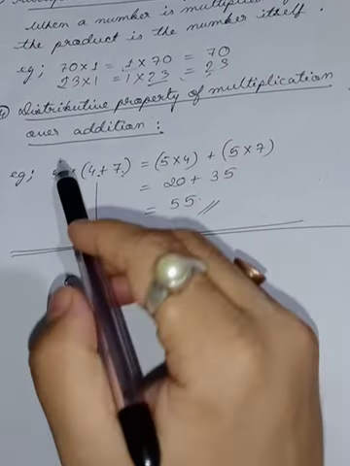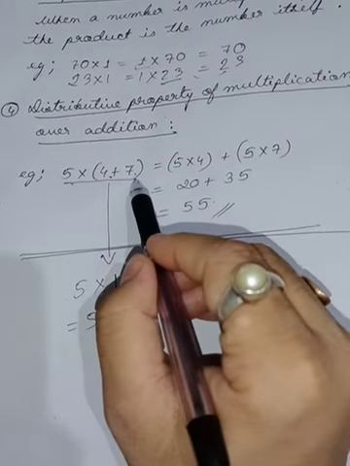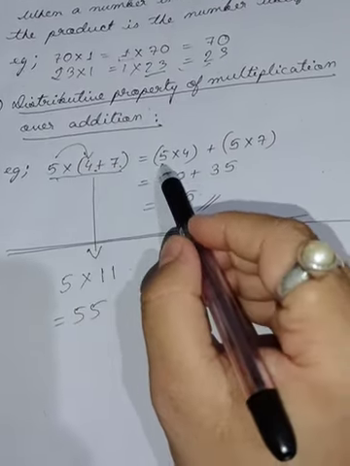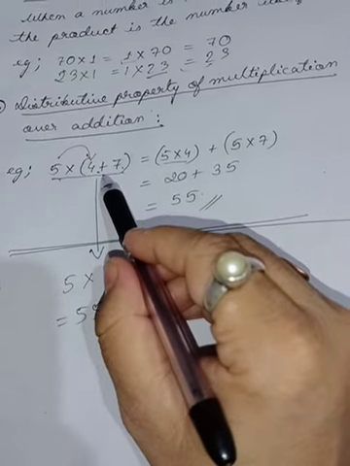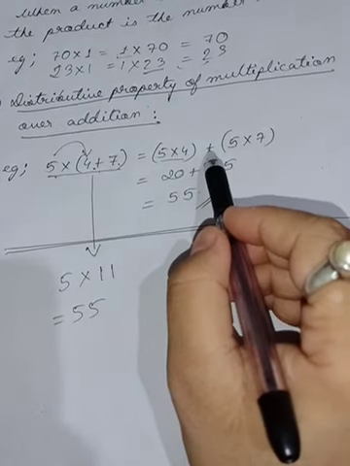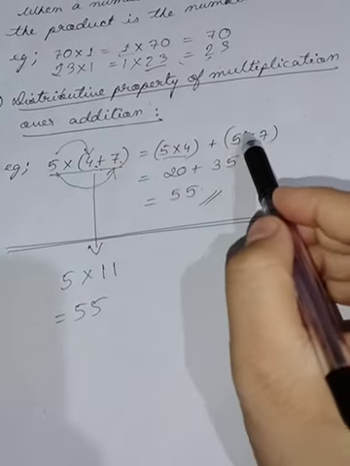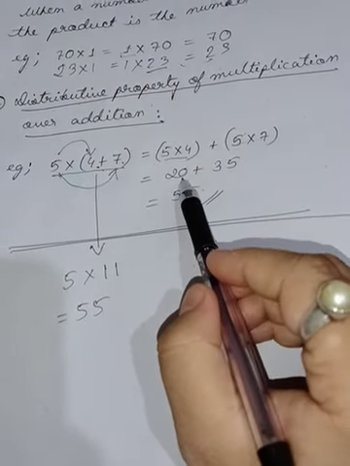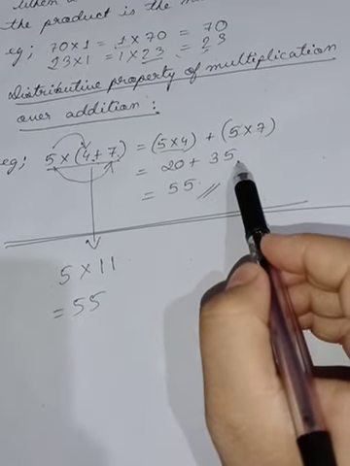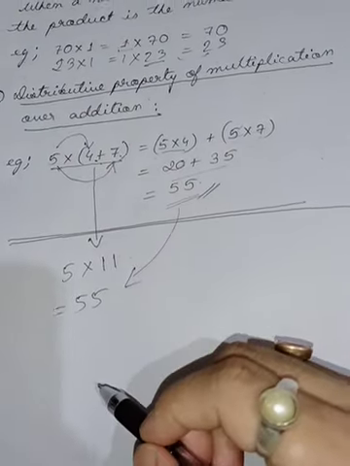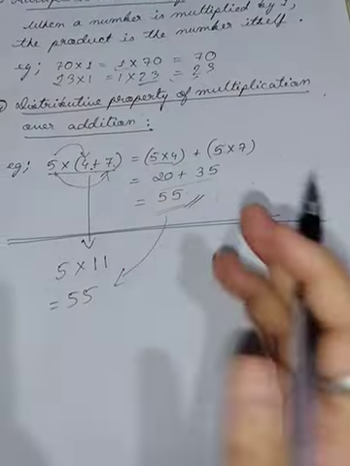In that case, you can distribute a number. Here the 5 is first multiplied with the first number, that is 5 into 4. The operation in between is plus, so I put a plus here, and then again the 5 will be multiplied with the second number, that is 5 into 7. So 5 4s are 20 plus 5 7s are 35. You add them, you get the same answer, that is 55. So this is your distributive property.